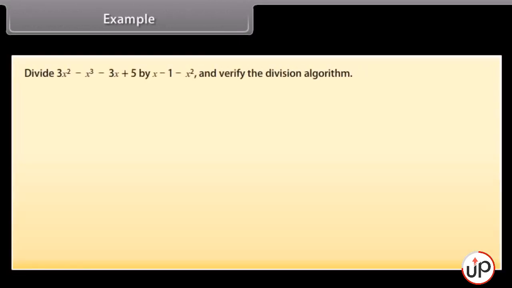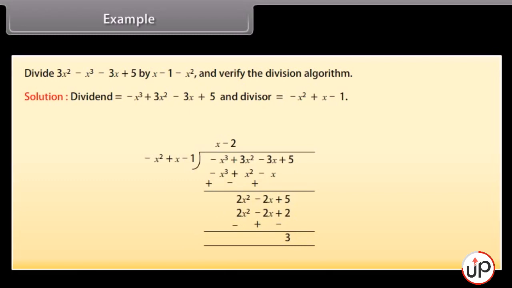Example. Divide 3x square minus x cube minus 3x plus 5 by x minus 1 minus x square and verify the division algorithm. Solution. Firstly, we will write both the dividend and divisor in decreasing order of their degrees. Dividend is equal to minus x cube plus 3x square minus 3x plus 5, and divisor is equal to minus x square plus x minus 1. By dividing, we get quotient is equal to x minus 2 and remainder is equal to 3.